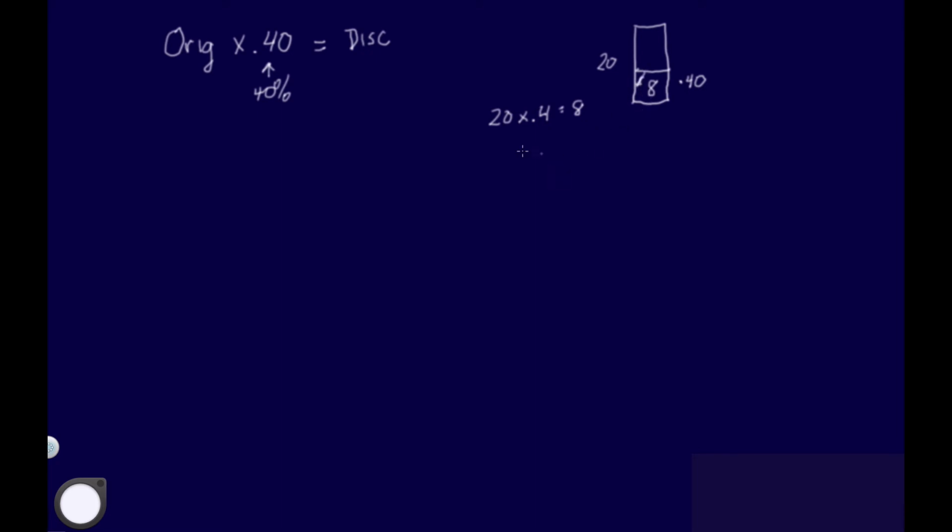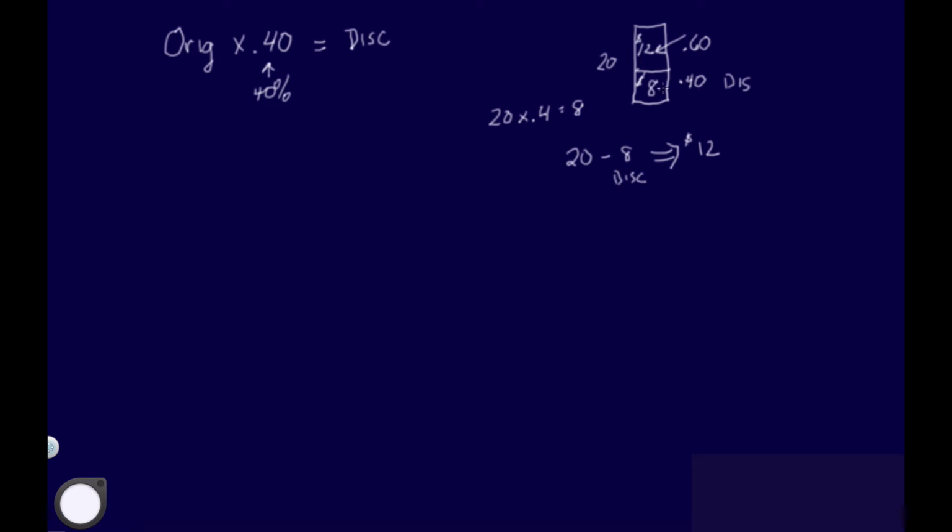Now, what does the other part represent? The other part up here, we can easily calculate as $12. So if this is $12, we know that this has to be 60% of the whole thing. This was how much we took off. If we take our original price, which was $20, and subtract the discount, which was $8, we can see that this gives us $12.